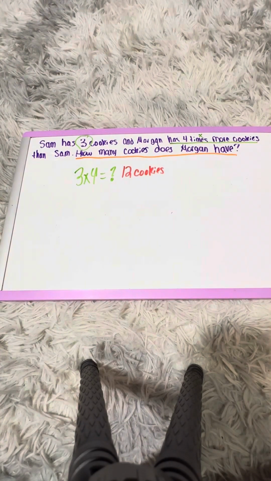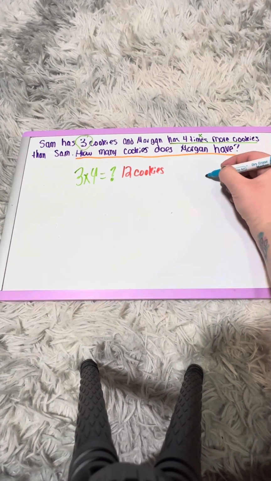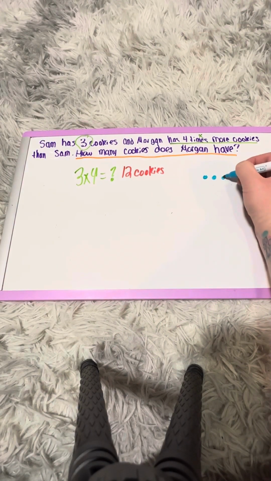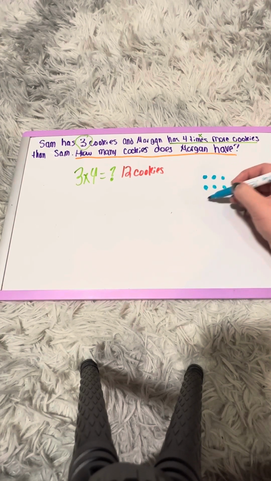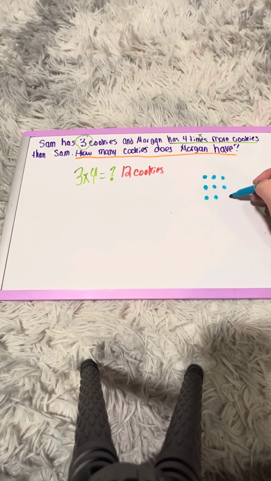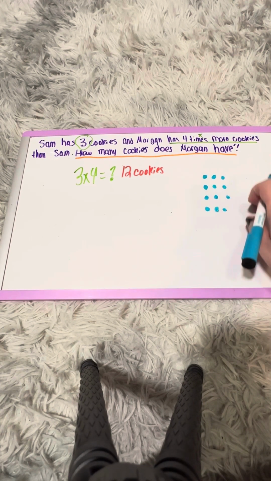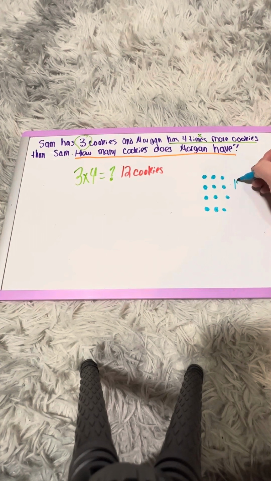We can also solve the problem by drawing an array. So we have 3, and we want to make sure that our array model shows 3 4 times. So if we were to add this up, we would still get 12 cookies.